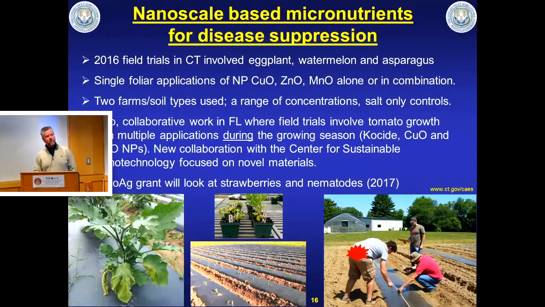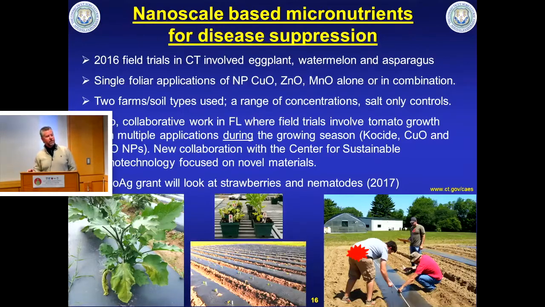And we've started collaborating with the Center for Sustainable Nanotechnology, where instead of just using commercially available particles, they're going to start making specific particles that do target and behave in predictable ways. And then I mentioned this small Department of Agriculture grant that we got. Why this is interesting is we're actually going to start working with strawberries. And here the pathogen is not a fungus. The pathogen is actually a nematode. So we're going to see if we can translate this defensive system to a different type of disease.